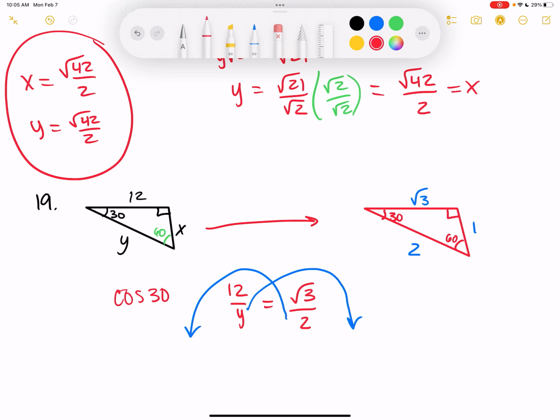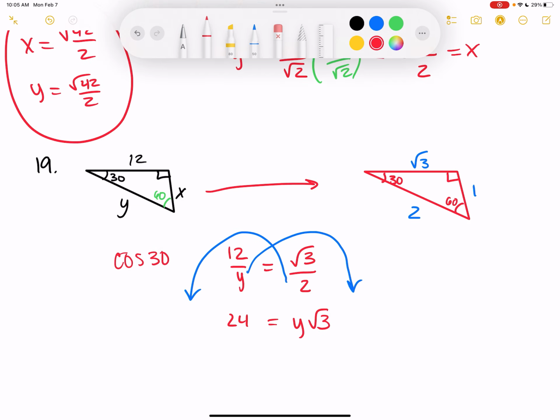All right, so then that gives us 2 times 12, which is 24, is equal to y square root of 3. So I'm going to move my y to the left. y is equal to 24 over the square root of 3, which gives me 24 root 3 over 3. And then can we reduce? Yeah, you can. So it equals 8 square root of 3. Okay, so y is now 8 square root of 3.